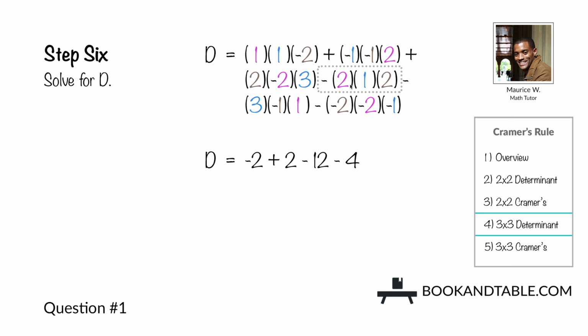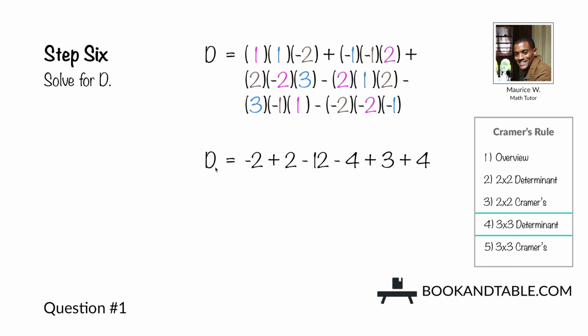Minus 2 times 1, which would be negative 2 times 1, which is negative 2. Negative 2 times 2 is negative 4. Minus 3, which would be negative 3, times negative 1, which is positive 3. And positive 3 times positive 1 is positive 3. Negative 1 times negative 2 is positive 2. Positive 2 times negative 2 is negative 4. And negative 4 times negative 1 is positive 4.